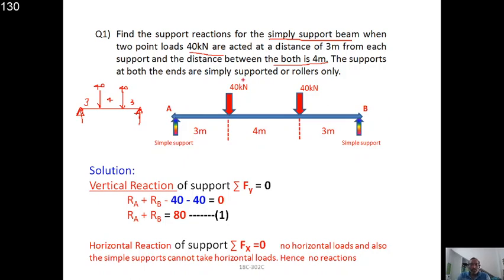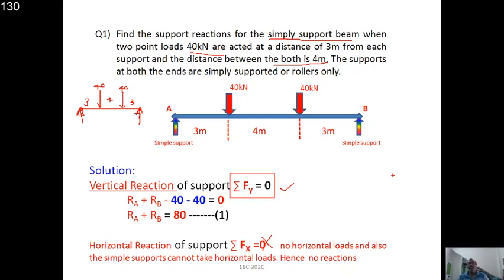After developing this diagram, apply your equilibrium conditions. You know the equilibrium condition sigma Fy equal to 0 is for the vertical reaction. By seeing this, you can understand that here only vertical reactions are there. There is no horizontal reaction because your actions are in the vertical direction only. Hence, you require sigma Fy equal to 0 only. There is no need to use sigma Fx equal to 0 because there are no inclined loads and no parallel loads. Hence, we can use only sigma Fy equal to 0.